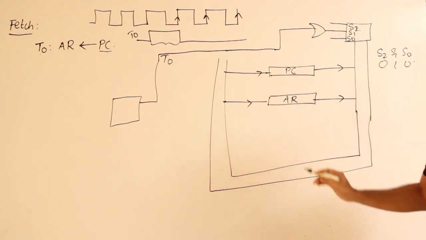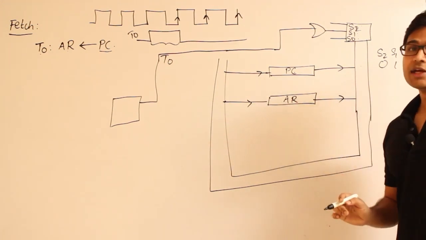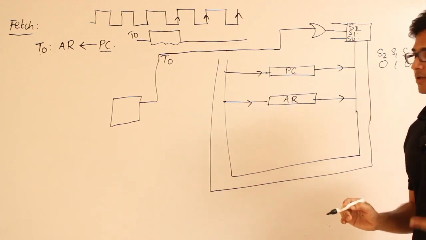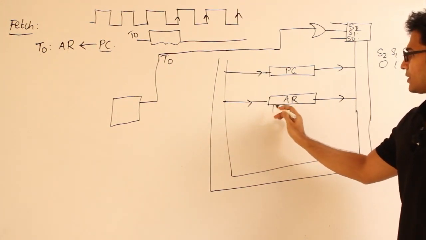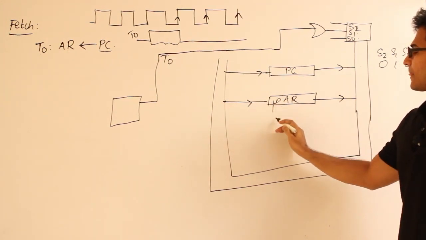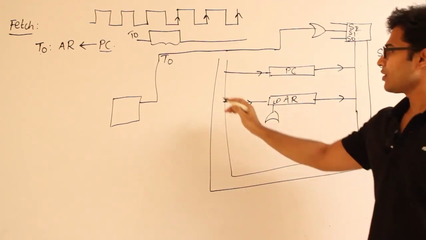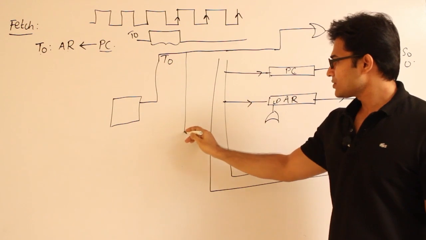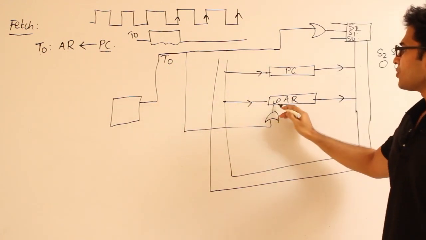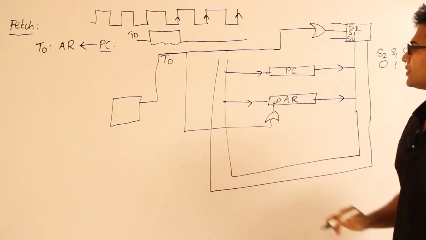Now at the same time, even the load input of AR should get t0, because AR has to be loaded. Therefore let us assume that this is the load input, and this also has an OR gate. Why an OR gate? Because some other instructions at some other time might also want to load something into AR. That is why this one.